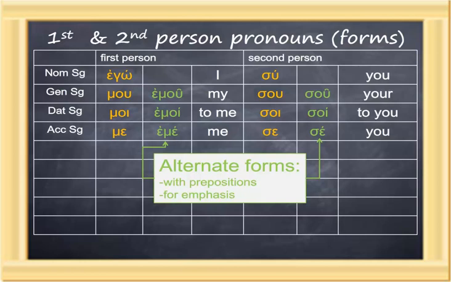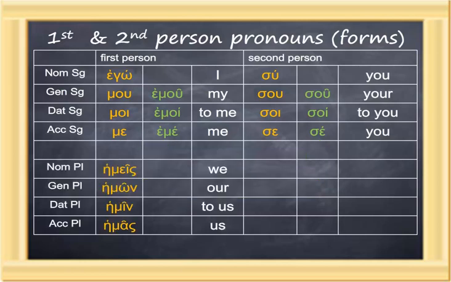in the sentence. Your textbook calls these forms emphatic forms, but I think that's deceptive. They're just an alternate form, but they show up in two circumstances, with prepositions and then sometimes for emphasis, when there is no preposition involved. The first person plural pronouns are hemes, hemon, hemin, and hemas. Again, you'll see minor similarities to what we've looked at before, but enough difference to call for memorization.